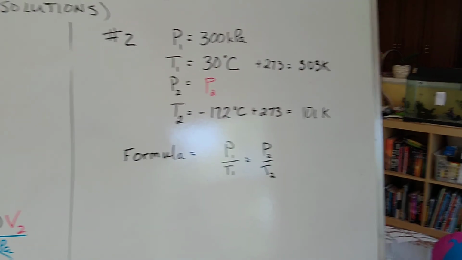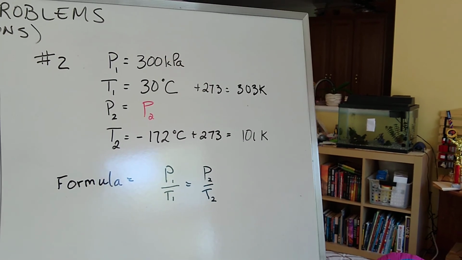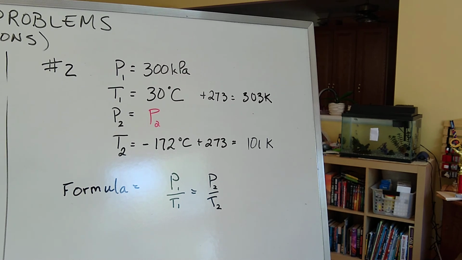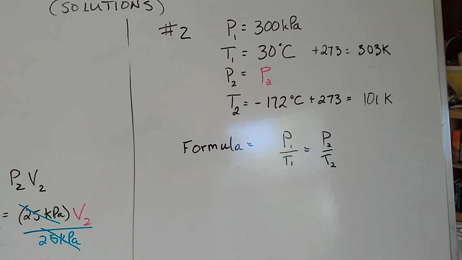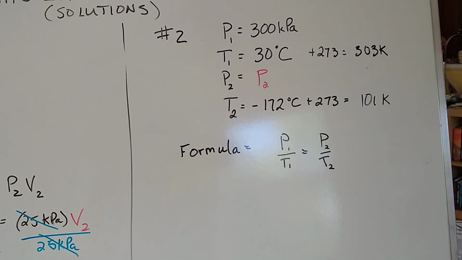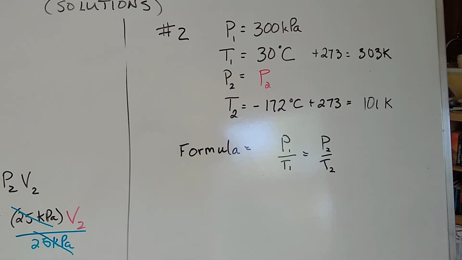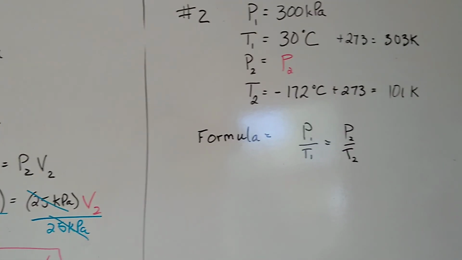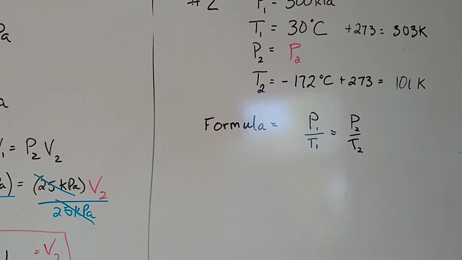So number 2, the question says, a gas in a closed container has a pressure of 300 kilopascals at a temperature of 30 degrees Celsius. An unknown new pressure will be found when you change the temperature to negative 172 degrees Celsius.